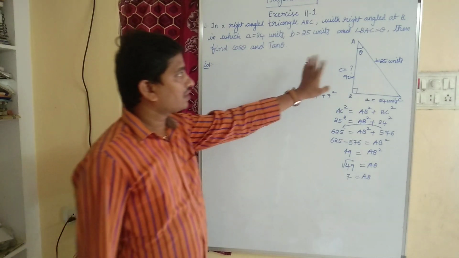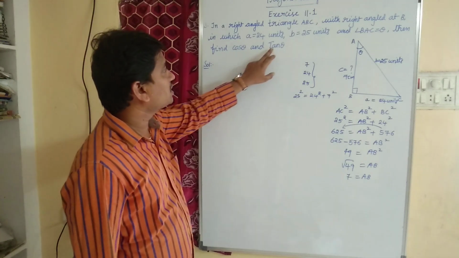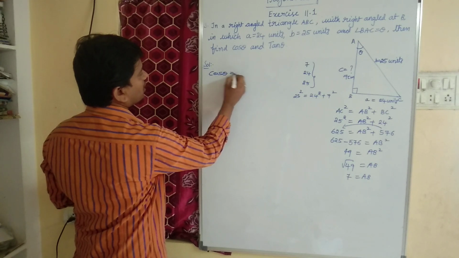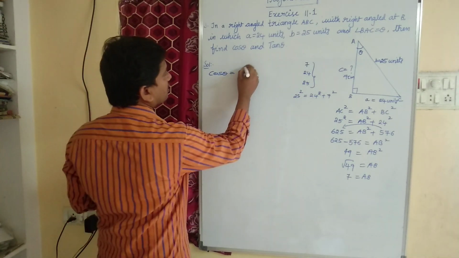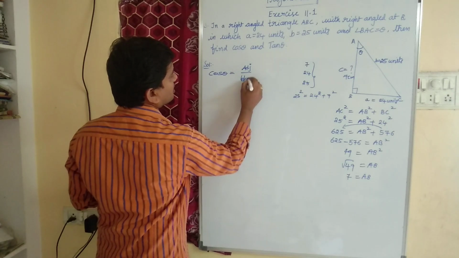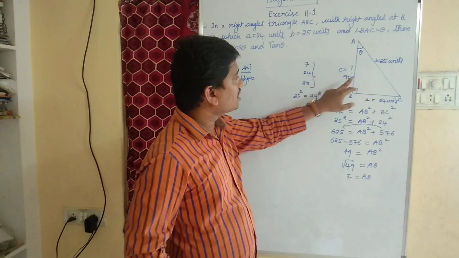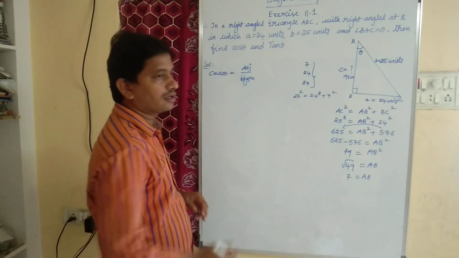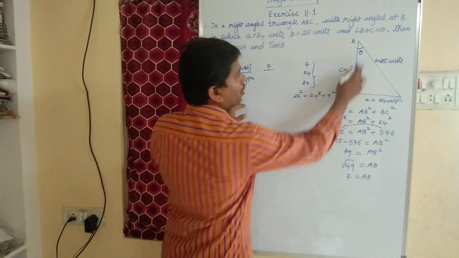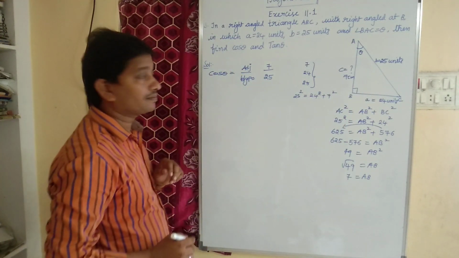Okay, we got the length of AB. Now what do we have to find? We need to find cos theta and tan theta. Cos theta. What is the cos ratio, children? Cos is the adjacent side by the hypotenuse. With respect to theta, what is the adjacent side? The adjacent side is AB, which is 7 units. And what is the hypotenuse? The hypotenuse is 25 units. So cos theta is 7 by 25.